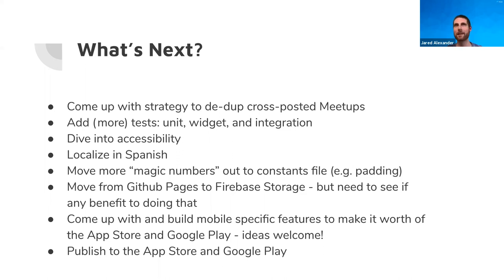I'm using GitHub Pages, but maybe think about using Firebase storage for hosting the website. I'd like to publish to Google Play and the App Store. There's not a huge reason to do that right now because there's not really mobile specific features, but I do want to spend some time. And if the community has some ideas, definitely let me know. I'd like to come up with and build some mobile specific features that make it worth publishing to the App Store and Google Play.